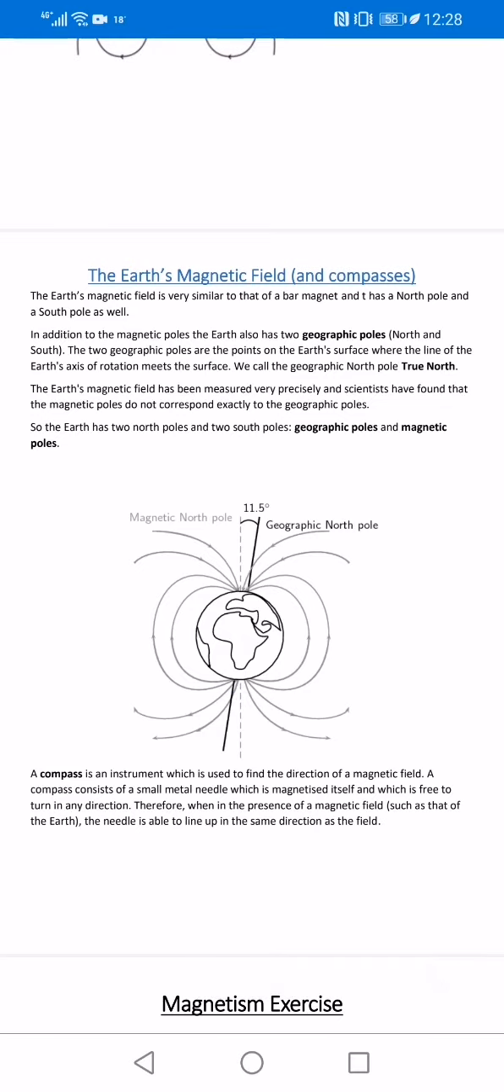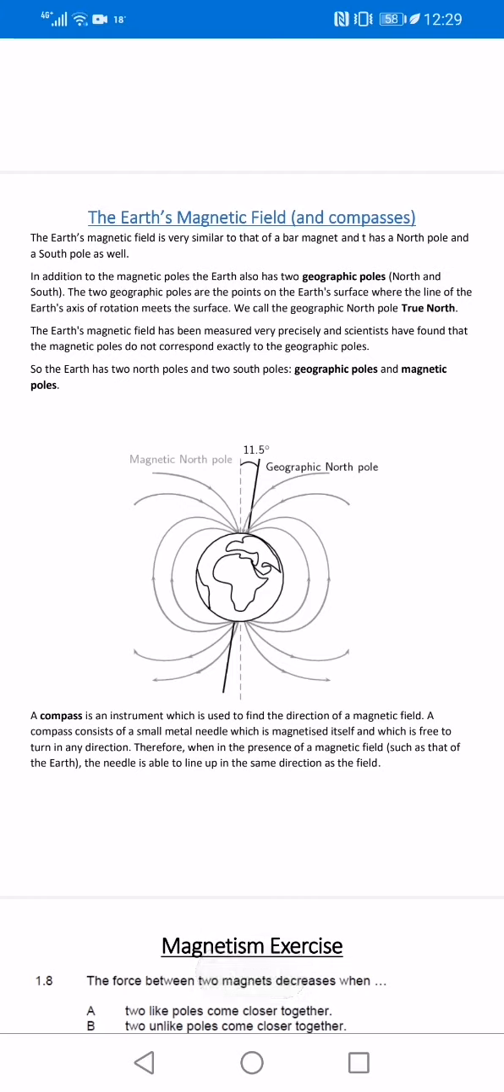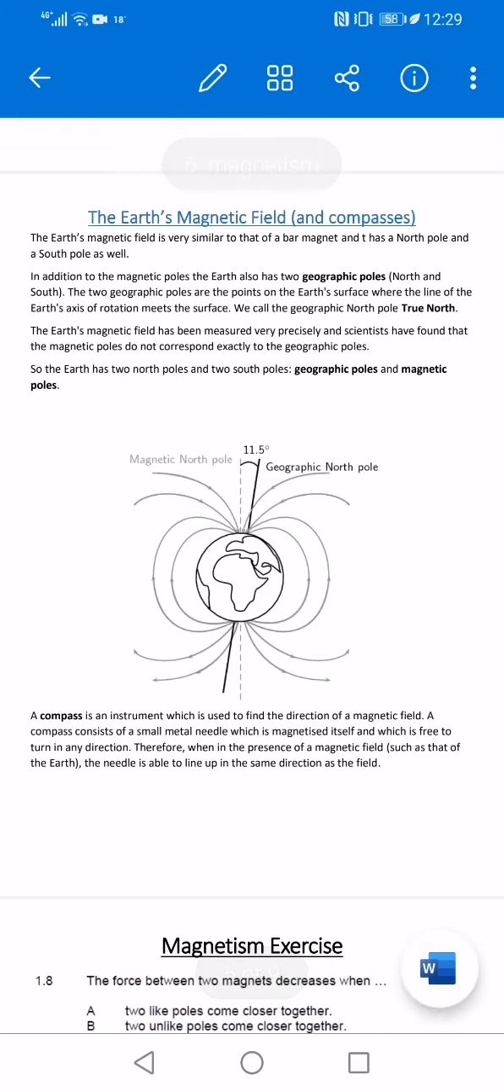Now you've all heard of the North Pole and the South Pole in geography before, but the Earth actually has 2 sets of poles. Okay, it's got a magnetic north and a geographic north. So let's just read what we've got. The Earth's magnetic field has been measured very precisely, and scientists have found that the magnetic poles do not correspond exactly to the geographic poles. So our magnetic north pole is approximately 11.5 degrees off compared to our geographic north pole.